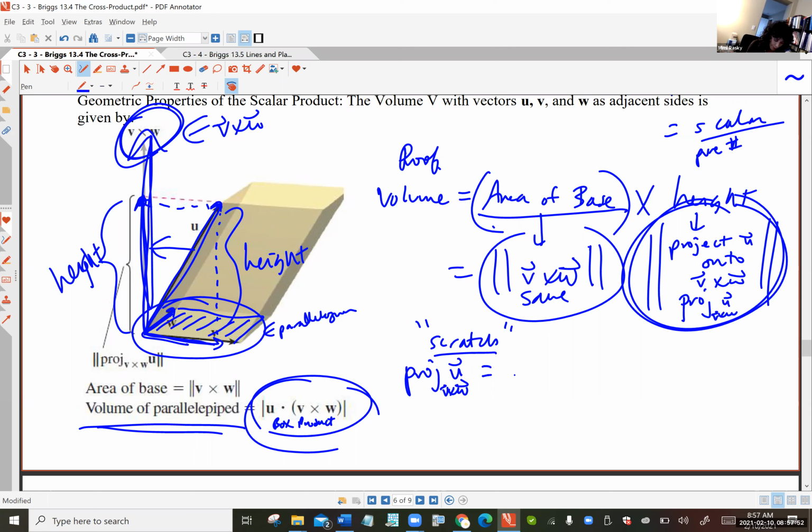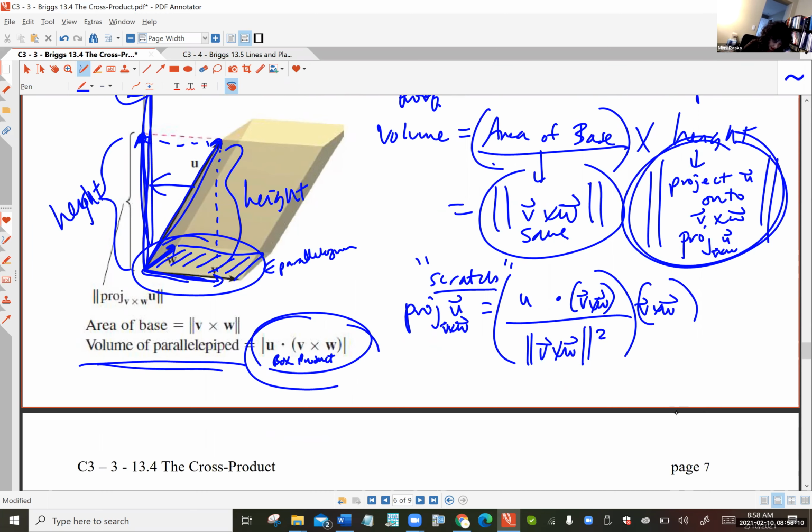So if you recall, you're going to have a scalar times a vector, where the vector will be the cross product, and so the numerator of the scalar is going to be a dot product of those two vectors divided by the magnitude of V cross W squared. So this is what the projection is going to look like, okay?